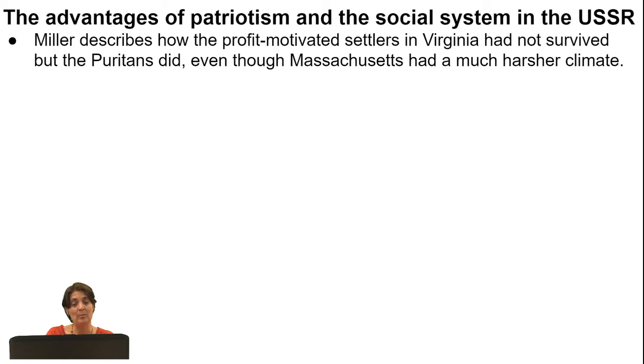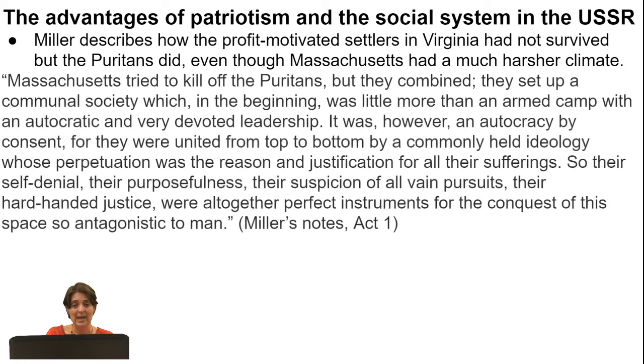He says how the profit-motivated settlers in Virginia didn't survive, but the Puritans, by contrast, did, even though Massachusetts had a much harsher climate. And he says, Massachusetts tried to kill off the Puritans, but they combined. They set up a communal society, which in the beginning was little more than an armed camp with an autocratic and very devoted leadership. It was, however, an autocracy by consent, for they were united from top to bottom by a commonly held ideology whose perpetuation was the reason and justification for all their sufferings.